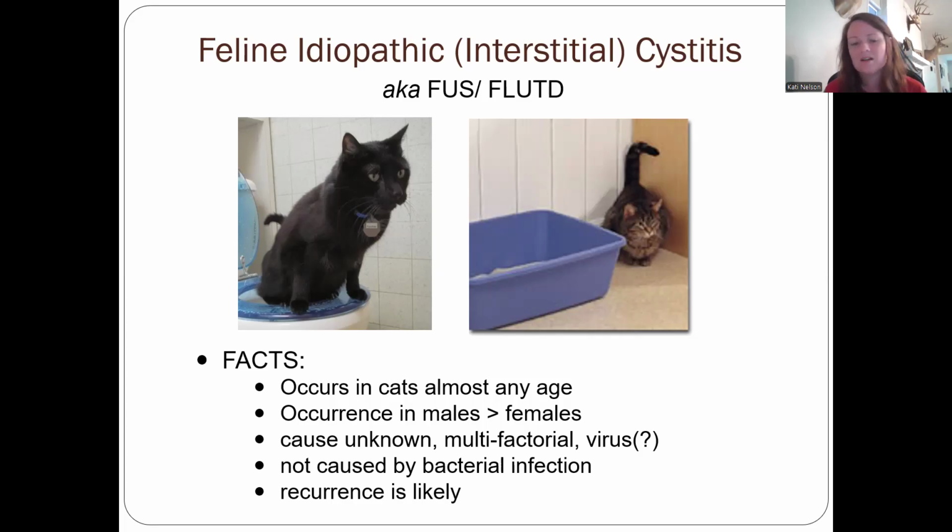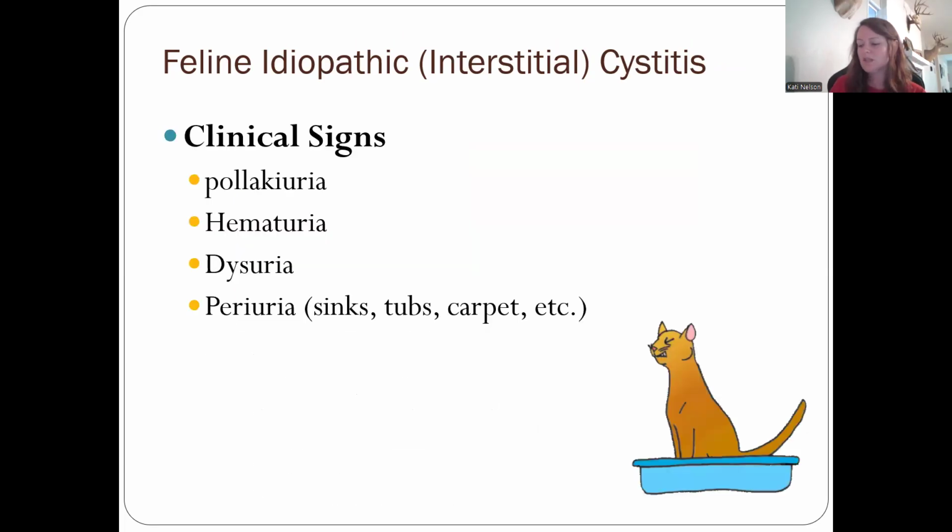Or stress. And then recurrence is likely. So usually you look at the history and you see if this cat has had a stressful change in the environment, and that usually is a good indication that they are responding to the stress by getting an inflamed bladder. So we can see polyuria, right? So passing small amounts of urine, but often hematuria, which would be blood in the urine.